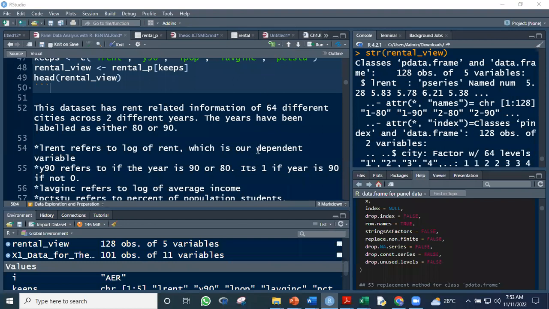So far, yung discussion natin up to converting it into a panel data. So we have this object rental view. Okay, clear so far, class? Okay, good. All right. So now our data is 64 cities, okay, with 2 years, year 80 and year 90.